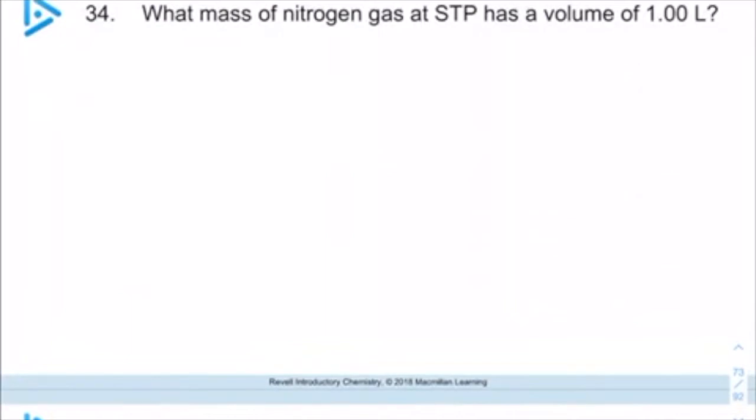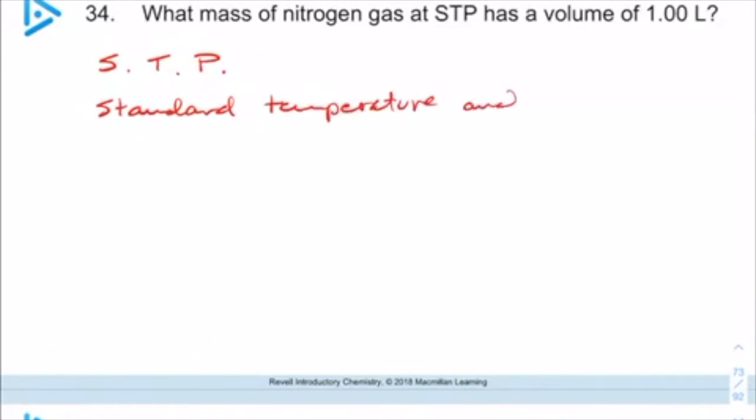Question 34. What mass of nitrogen gas at STP has a volume of 1 liter? Now, STP is an acronym, which stands for Standard Temperature and Pressure. Okay, standard temperature and pressure.